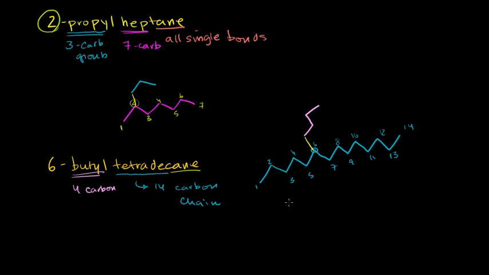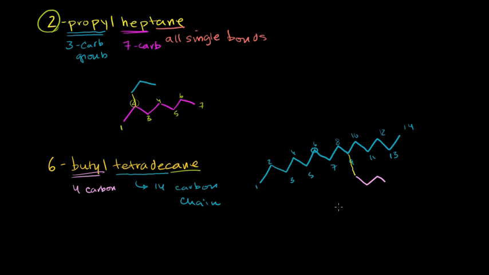Now, let me ask you a question. Would you ever see a 9-butyl tetradecane? So something where, let me redraw it like this. A 9-butyl tetradecane. So it would have a butyl over here, 1, 2, 3, 4. Will you ever see that written? You might say, oh, yeah, Sal, you just drew it.